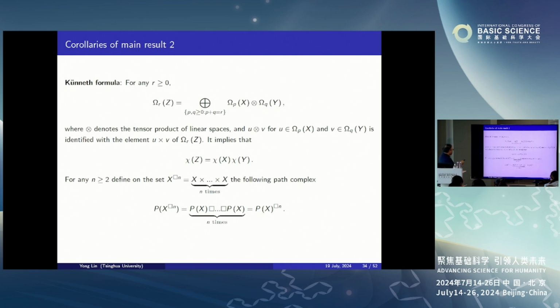Now we use the second lemma we need to use. This comes from the path complex. This is the Künneth formula for the path complex. For the product space Z, we have this Künneth formula. I only write this formula for Omega_p, but this is also true for the homology group H_p. We have the same formula for the homology group H_p. So using these two lemmas, we can prove the product formula for the torsions.